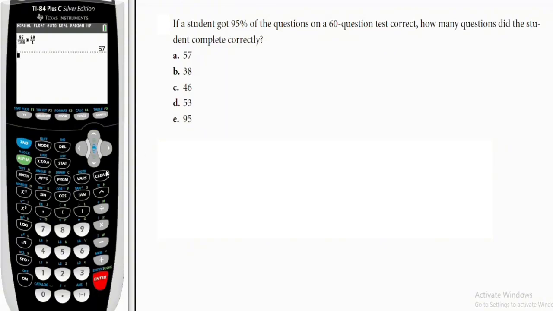Alright, so let's clear this. Press this clear button.